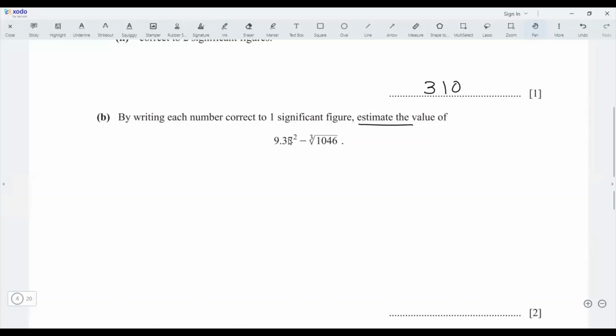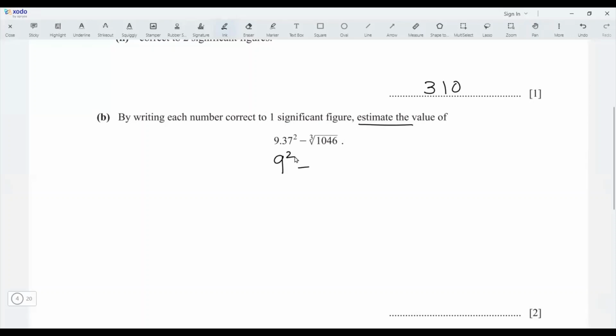Okay, so what you have to do is round to one significant figure. You can see 9 is the very first significant figure. The very next number after the decimal point after 9 will be 3. It is smaller than 5, so nothing will be added to that 9. So we can write down 9 squared.